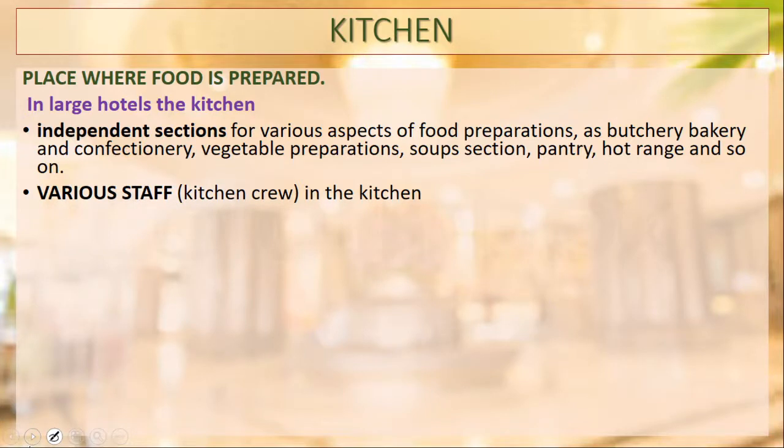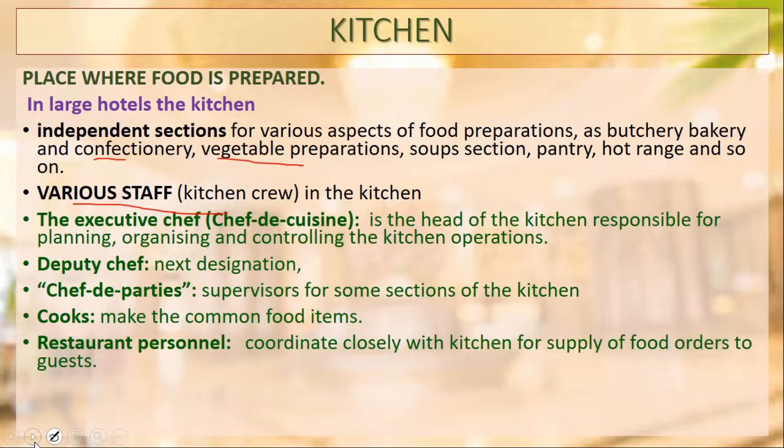What is kitchen? Obviously, you all know it is a place where food is prepared. In large hotel, you have different independent sections for various aspects. You'll have one kitchen for bakery, one for butchery or non-veg. Then for vegetable preparations, you can have another kitchen. Continental, Indian, there are different sections for all different types of cooking. And the staff is as per the department. You have very specialized chefs and staff.